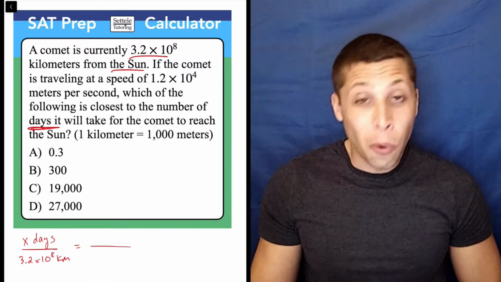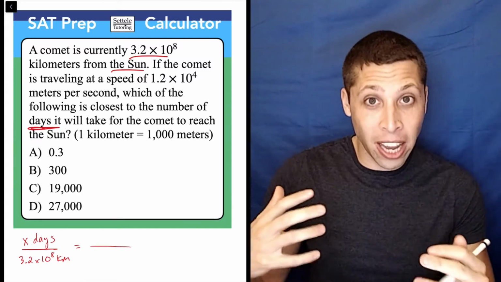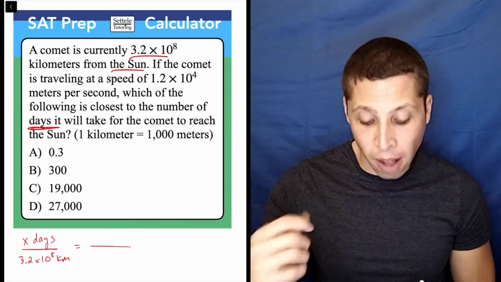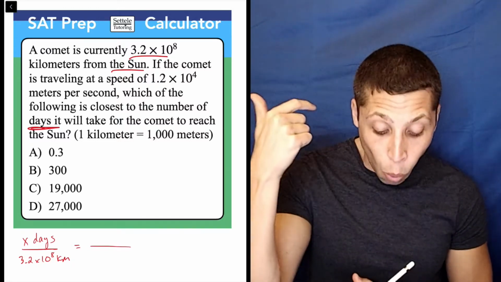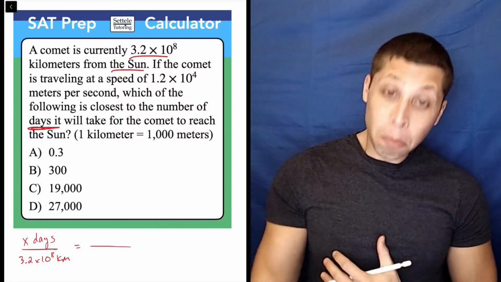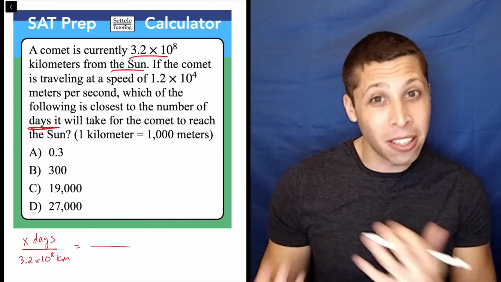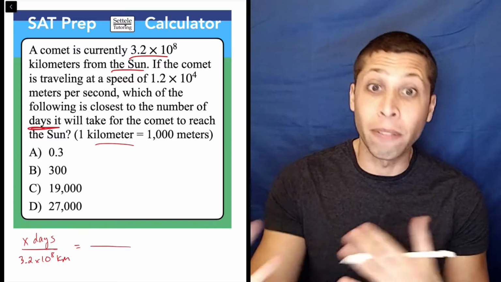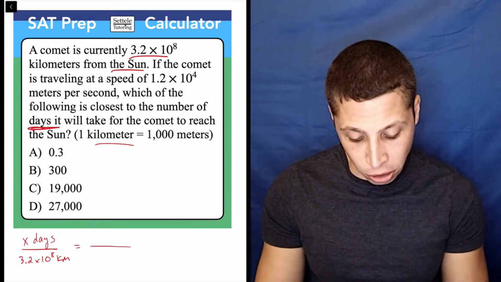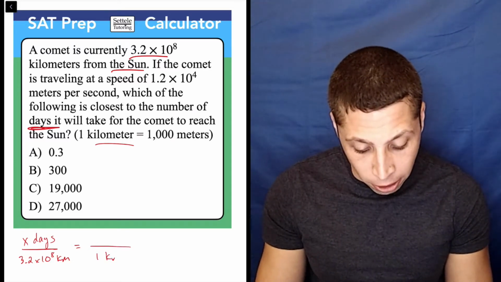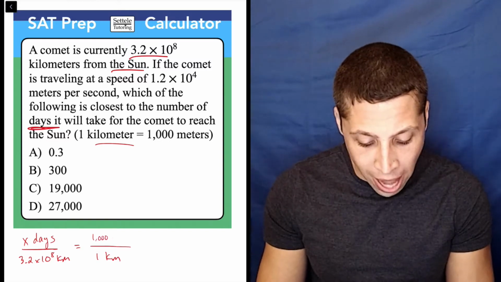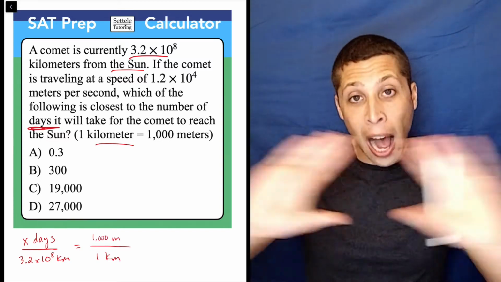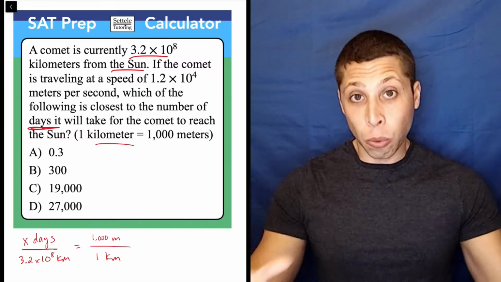So what I might do here is just look for another ratio in the question that involves either days or kilometers. Well, the speed is in the middle of the question, but that doesn't involve either of those units, so I'm instead going to use the conversion at the end, kilometers to meters. So 1 kilometer is 1,000 meters. What I'm doing is lining it up so that on opposite sides of the equals, I have at least one of the units the same.